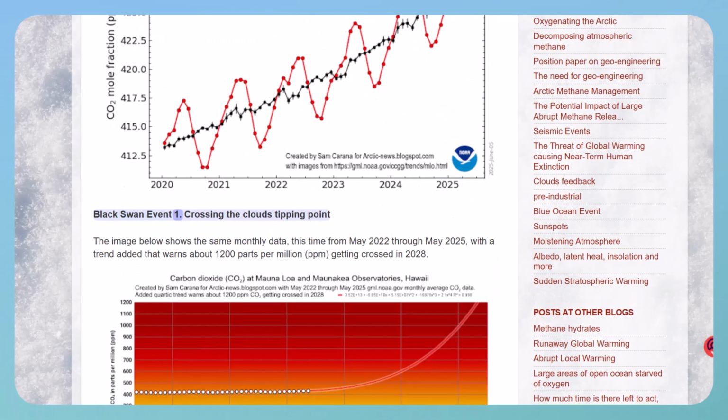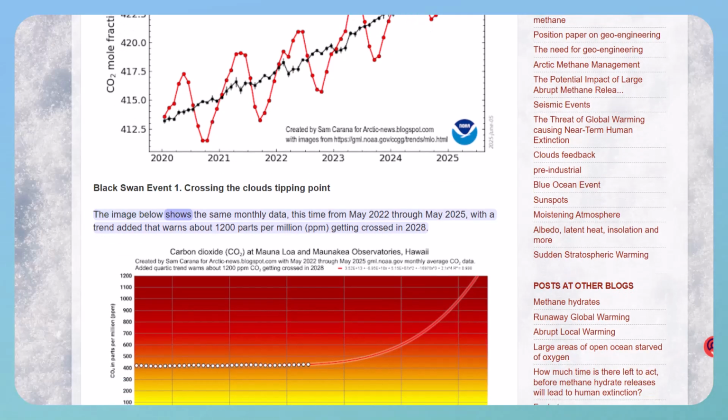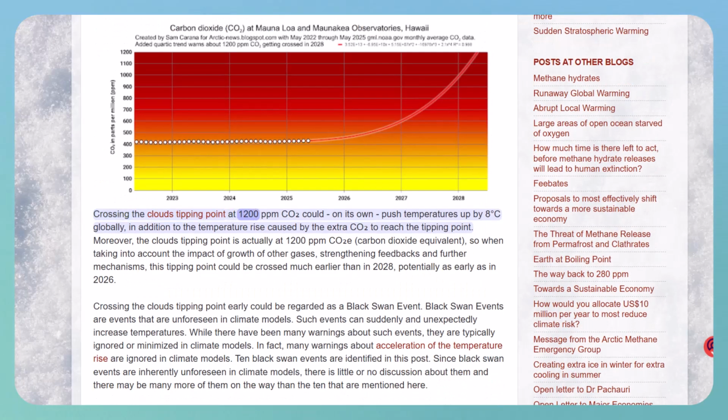Black Swan Event 1. Crossing the clouds tipping point. The image below shows the same monthly data, this time from May 2022 through May 2025, with a trend added that warns about 1,200 parts per million, ppm, getting crossed in 2028. Crossing the clouds tipping point at 1,200 ppm CO2 could, on its own, push temperatures up by 8 degrees Celsius globally, in addition to the temperature rise caused by the extra CO2 to reach the tipping point.